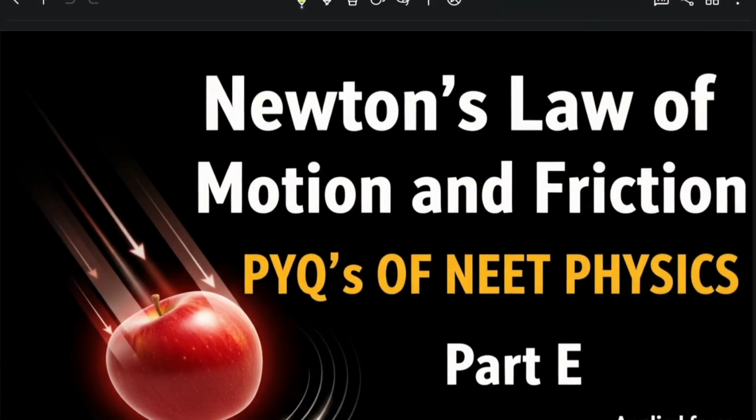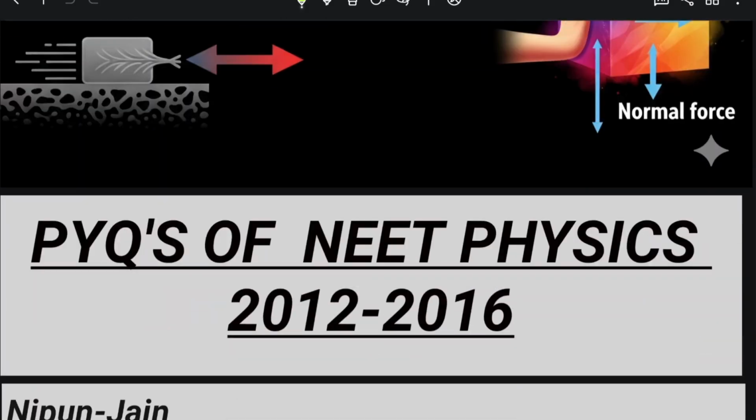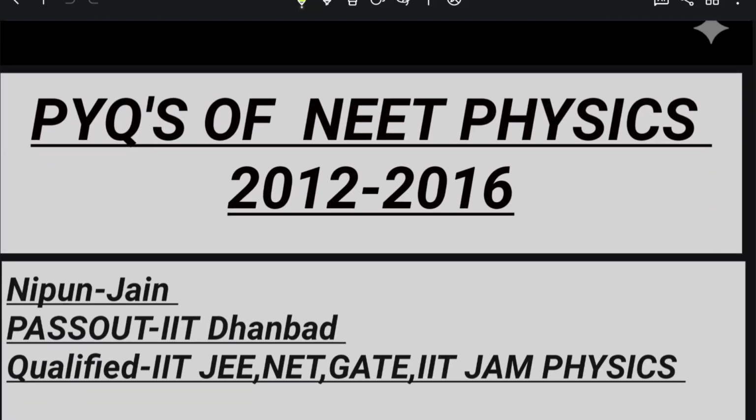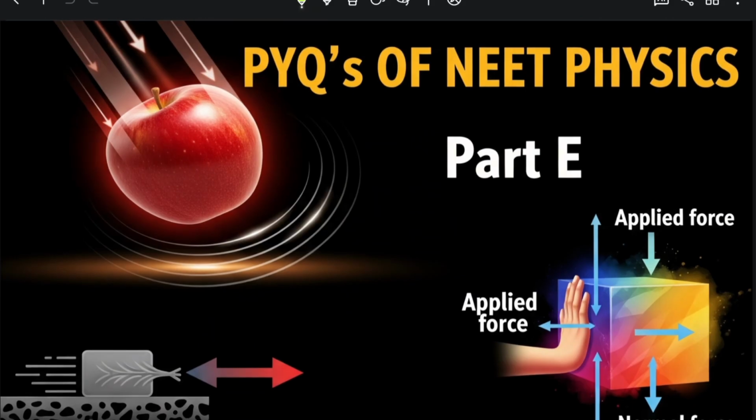So today's lecture we are going to solve other PYQs from Newton's law of motion. In the previous 4 videos we have already solved Newton's law of motion till 2011. Now in today's lecture we are going to solve other PYQs from 2012 to 2016. So already we have covered 1D motion, 2D motion, relative velocity concept, river swimmer problem, and rainman problem. All the PYQs till now we have completed.